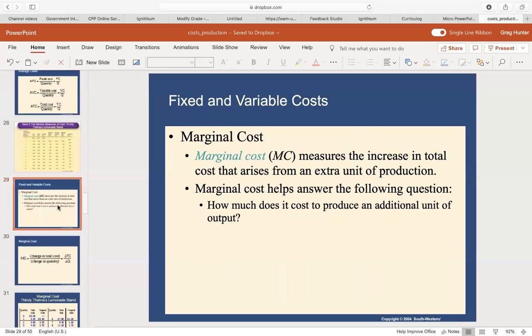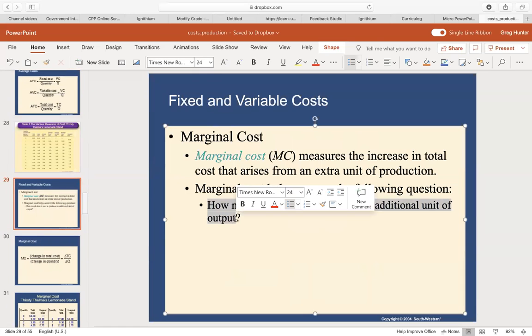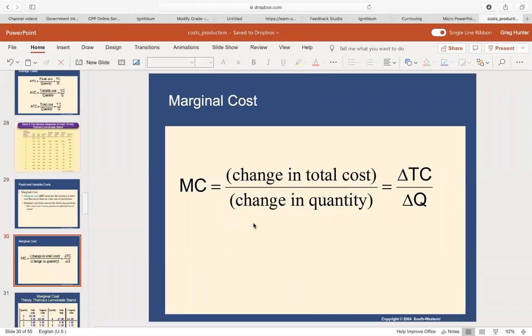Okay. Well, so yeah, marginal cost answers this question: how much does it cost to produce an additional unit of output? Is that clear? The next slide is probably the one that's most mysterious. So tell me what you think about this one. This is the formula or the equation. And you know, the thing that normally messes up students if you're not an engineering student is the delta. Yeah, the delta.